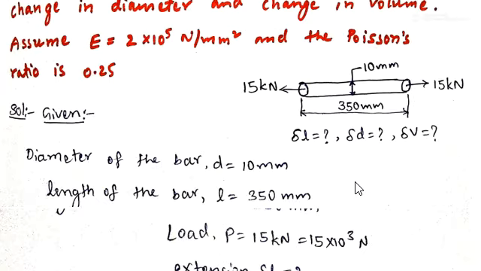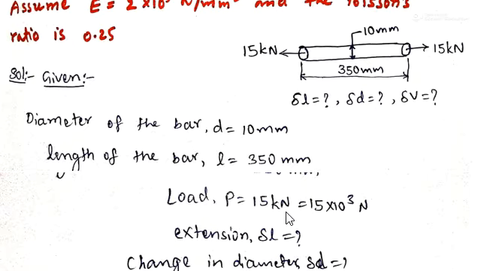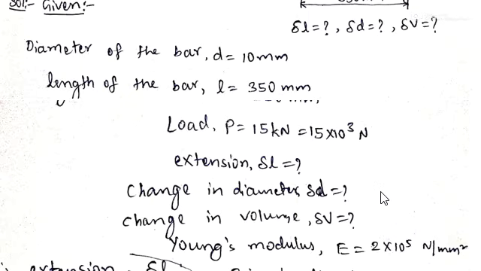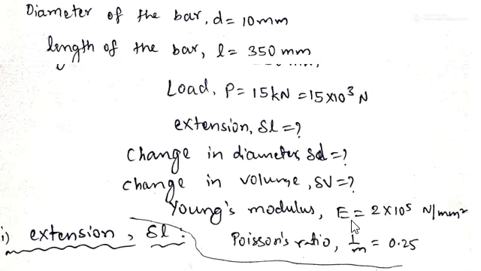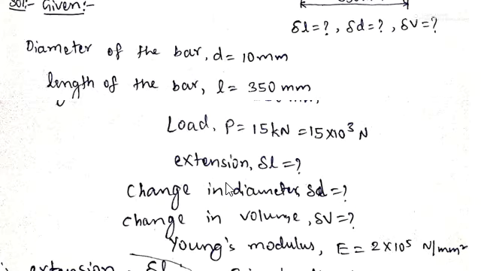So let us see the given data. Diameter of the bar D is given as 10 mm. Length of the bar L is given 350 mm. Load applied P is equal to 15 kilonewtons, or 15 into 10 to the power of 3 newtons. And also Young's modulus is given 2 into 10 to the power of 5 Newton per mm square. Poisson's ratio 1 by m is 0.25. These are given, and we have to find out change in length, that is extension delta L, and change in diameter delta D, and change in volume delta V here.